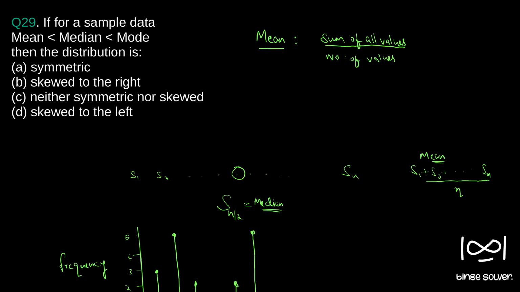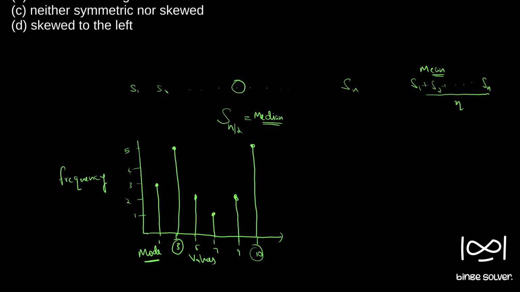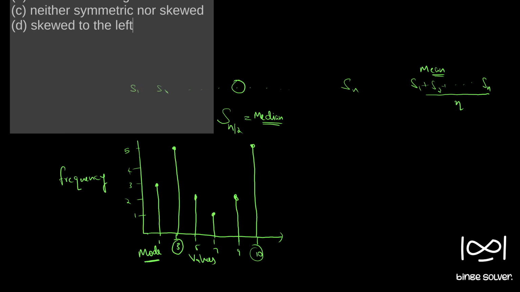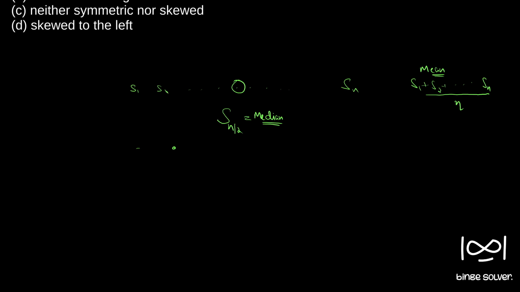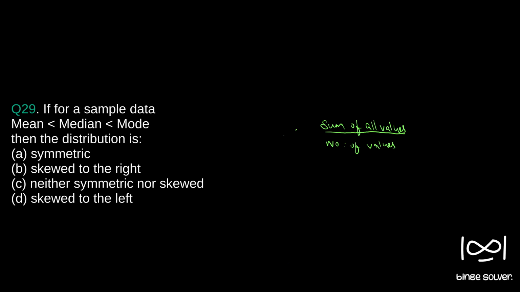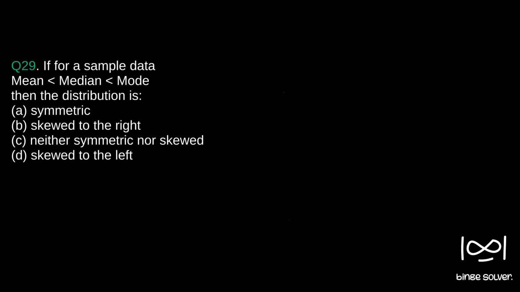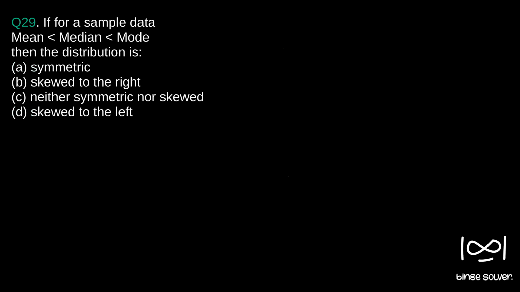Now, given that is covered, we will see the question. Let me just remove all this. Now the question is, for a sample data, mean is less than median is less than mode. So in such information, we draw a frequency value curve.